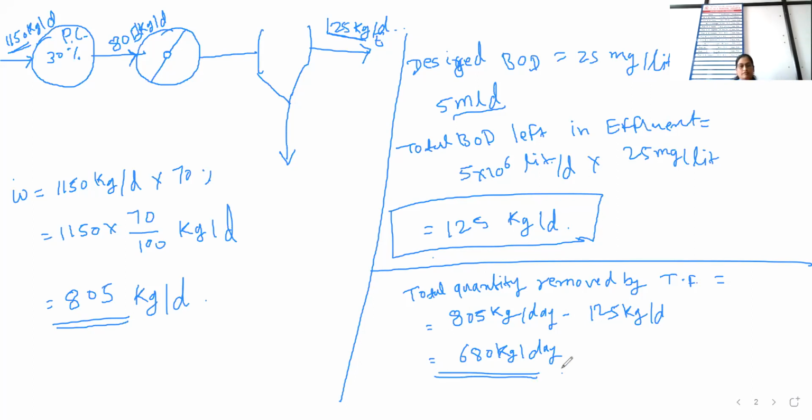Or in another form, the way I told, we can write it in an efficiency form. That is, 680 kg per day was removed by the existing trickling filter. So that is the efficiency. But in the efficiency form, we need to write it in a percentage form. So just copy this part and then we'll go to determine the percentage efficiency of the trickling filter.